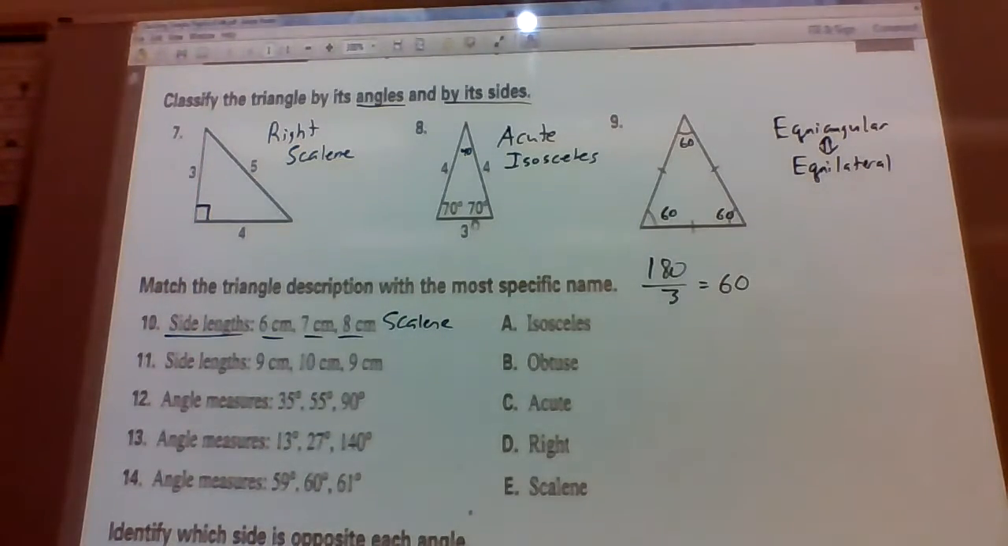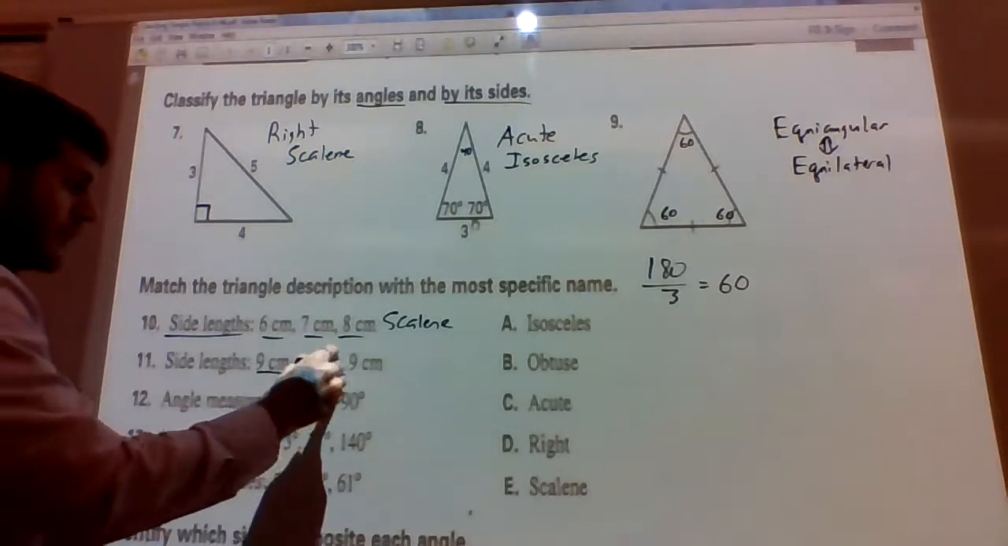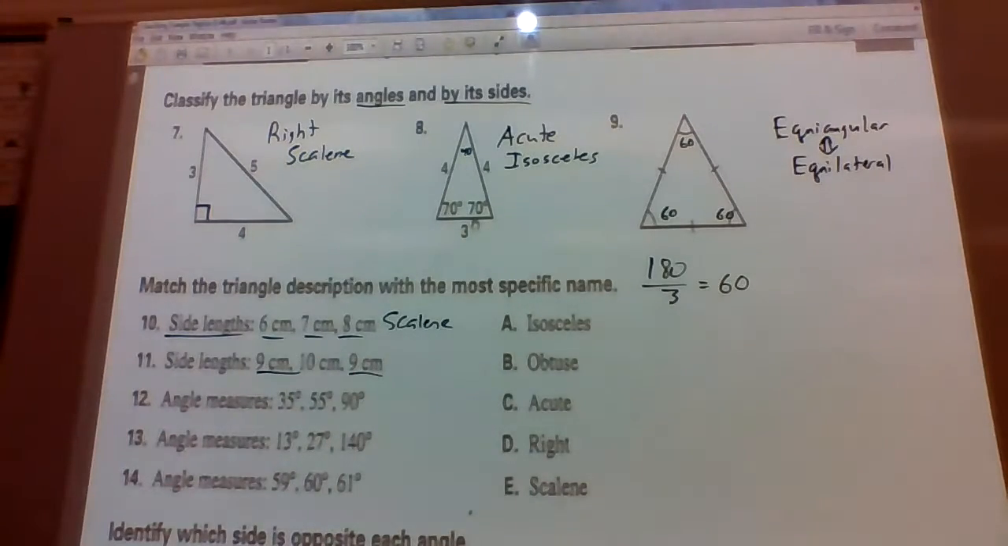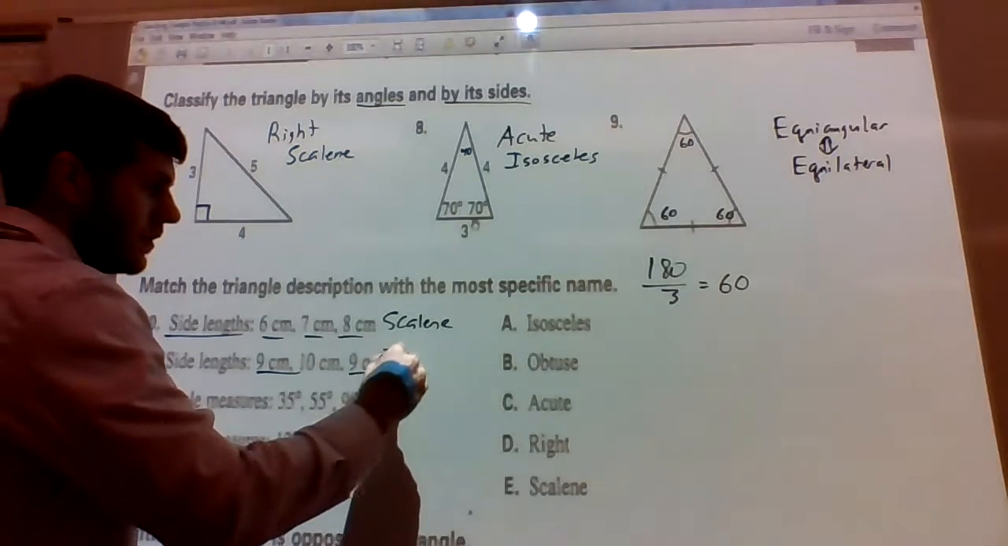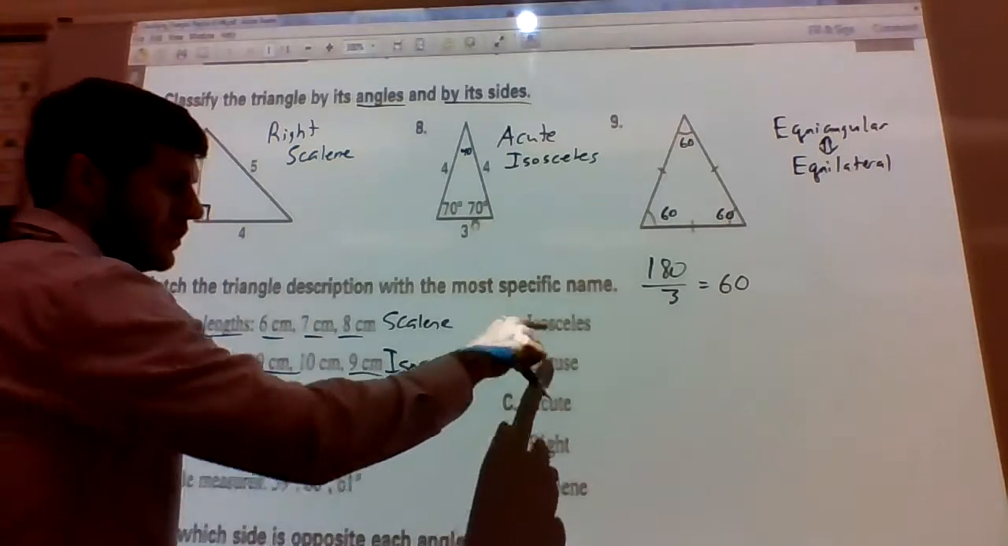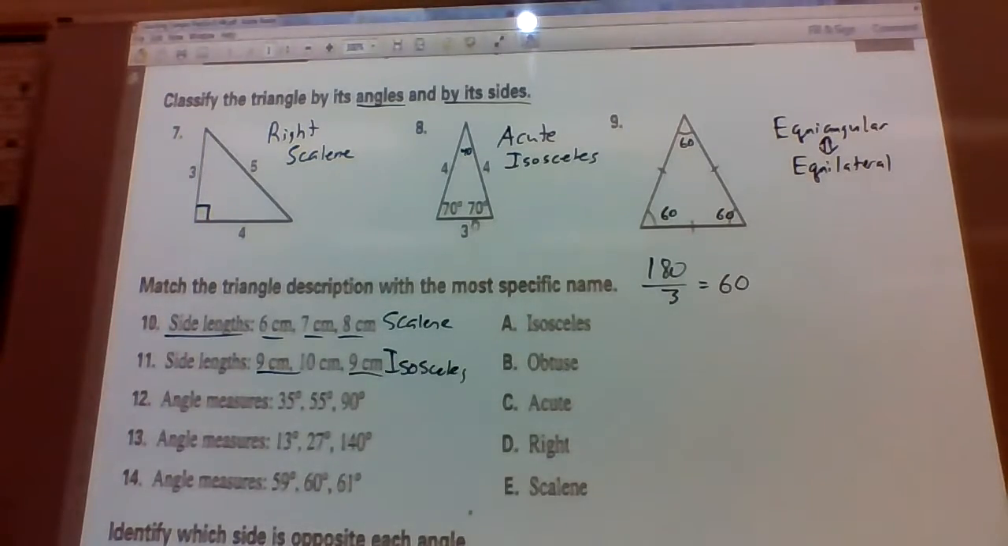Side lengths 9, 10, and 9. We notice 2 are the same. So again, since it's sides we're dealing with, it's going to be isosceles, scalene, or equilateral. Since 2 are the same, it's going to be isosceles. See, we spelled it right. Isosceles, which is choice A.